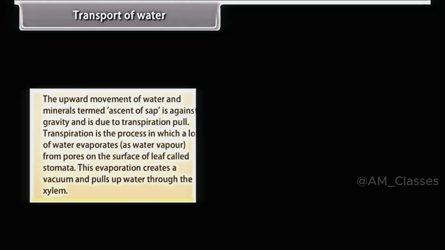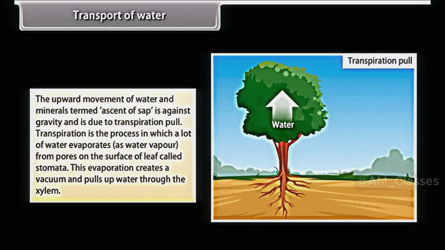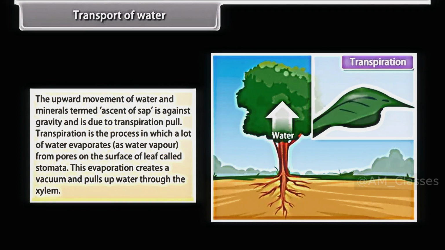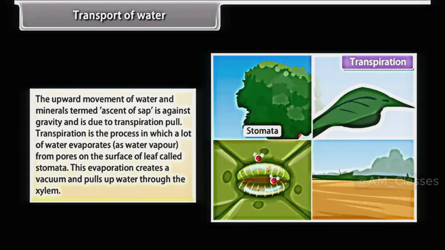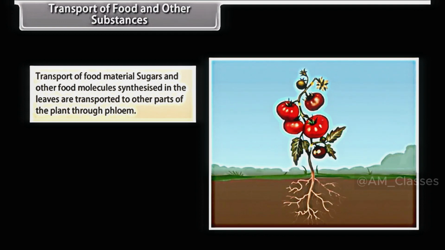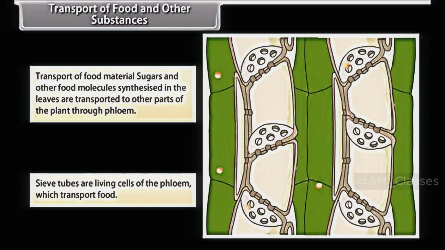Transport of water. The upward movement of water and minerals, termed ascent of sap, is against gravity and is due to transpiration pull. Transpiration is the process in which a lot of water evaporates as water vapor from pores on the surface of the leaf called stomata. This evaporation creates a vacuum and pulls up water through the xylem. Transport of food and other substances. Sugars and other food molecules synthesized in the leaves are transported to other parts of the plant through phloem. Sieve tubes are living cells of the phloem which transport food.